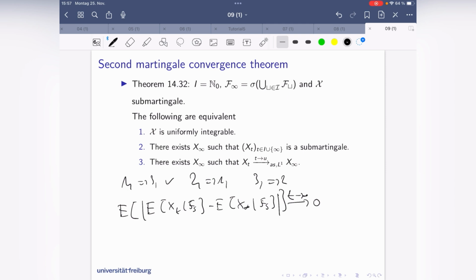And what do we need to prove actually? I need to prove that the conditional expectation of x infinity given fs is at most xs. So that's what I must prove. And I'm doing this using the defining property of the conditional expectation. So I start with the conditional expectation of the conditional expectation of x infinity given fs on some set A, which is in fs.